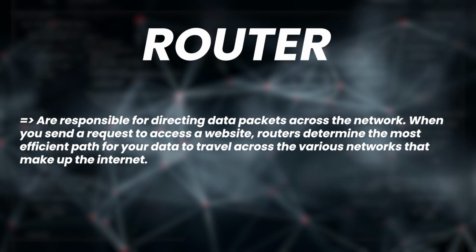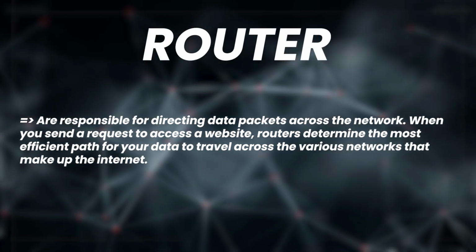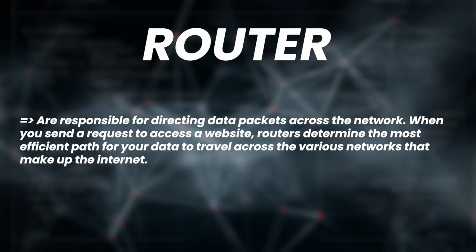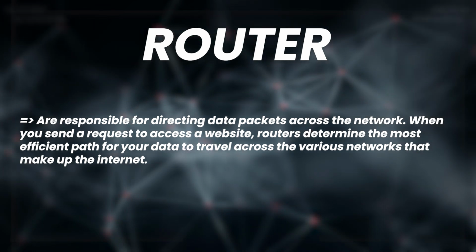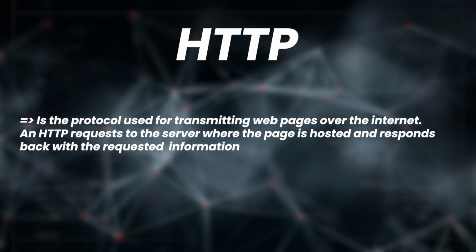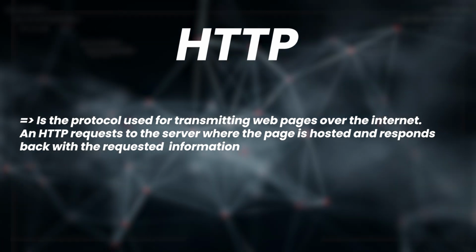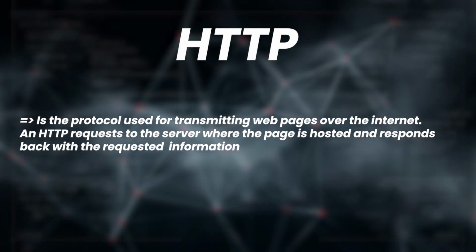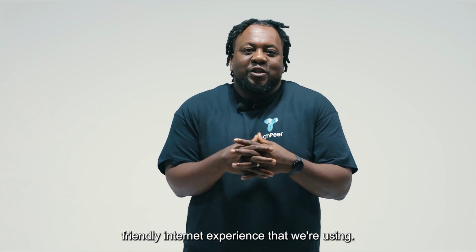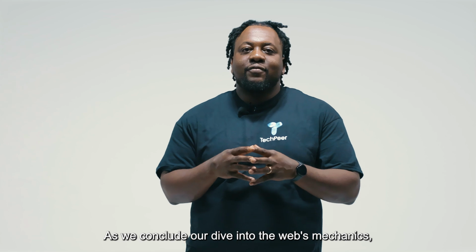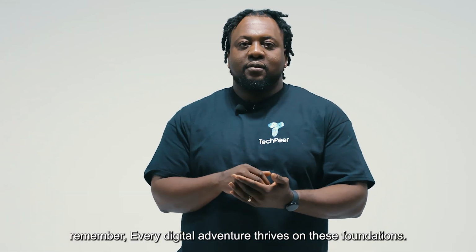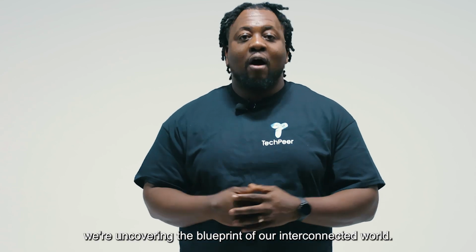Routers are responsible for directing data packets across our networks, and when you send a request across a website, routers are what determine the most efficient path for your data through the routes that make up the internet. HTTP is the protocol used for transmitting web pages over the internet. An HTTP request goes to a server where the page is hosted, and it responds back with the requested information. Together, these components work seamlessly to provide the user-friendly internet experience that we're used to. As we conclude our dive into the web's mechanics, remember, every digital adventure thrives on these foundations. Together, we're uncovering the blueprint of our interconnected world.